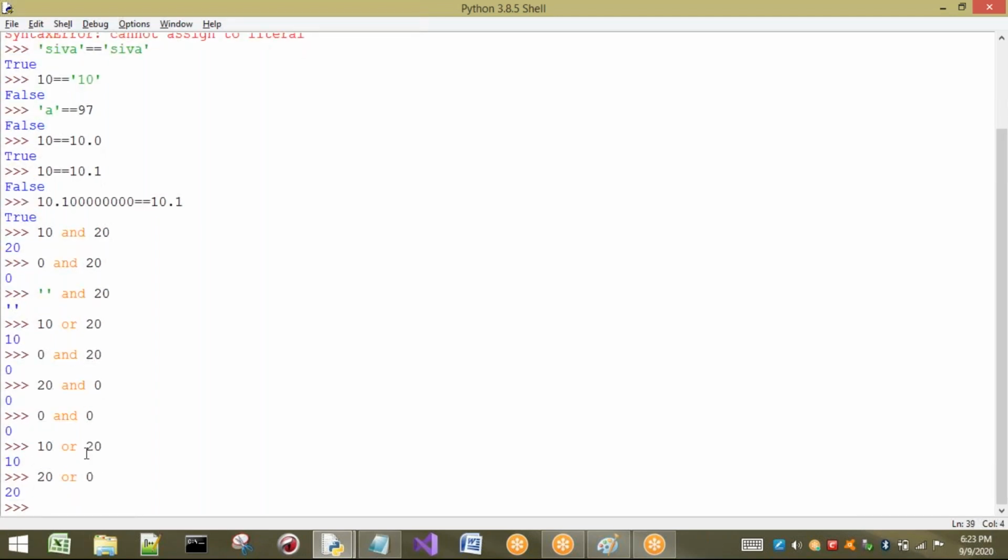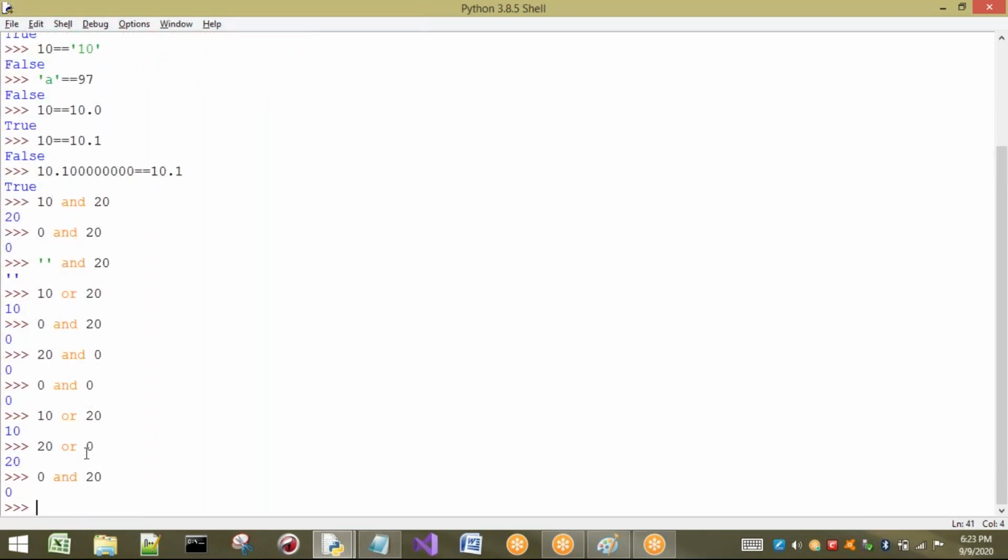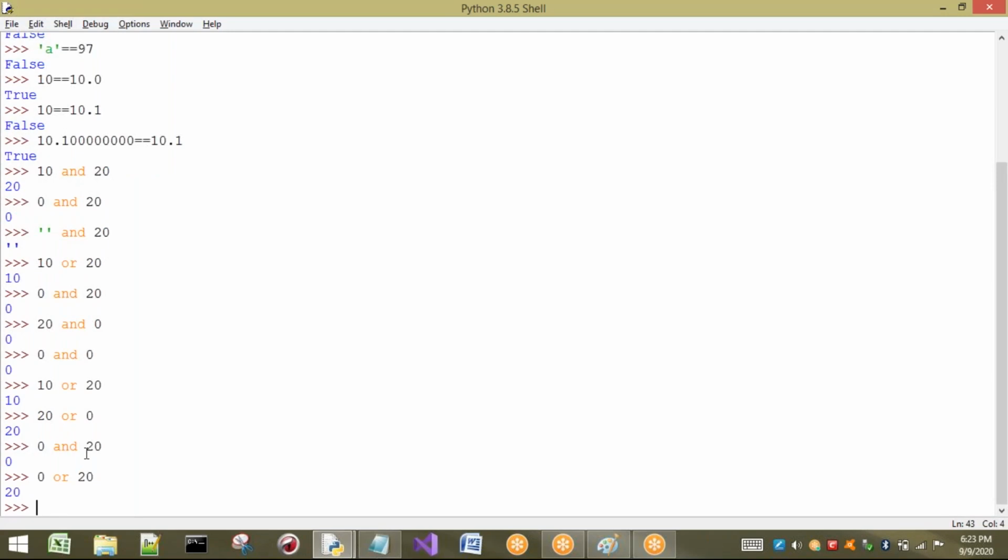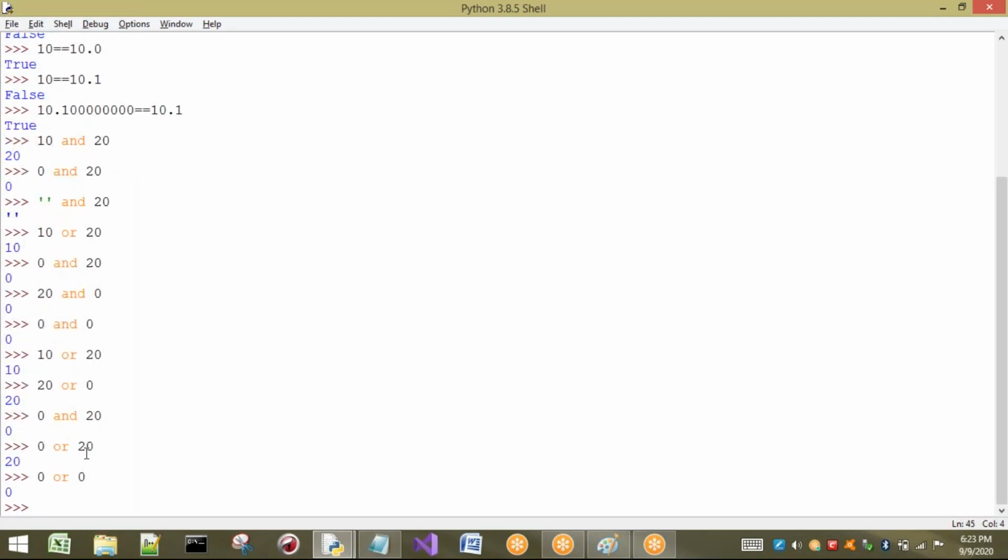Right. Now see, 20, yes, correct. Now I will take 0 and 20. Oh, sorry. I have to take or, because generally we use the and operation, so I was always typing and. Right, 20. 0 or 20. Next one is 0 or 0. Now you can observe the answers.